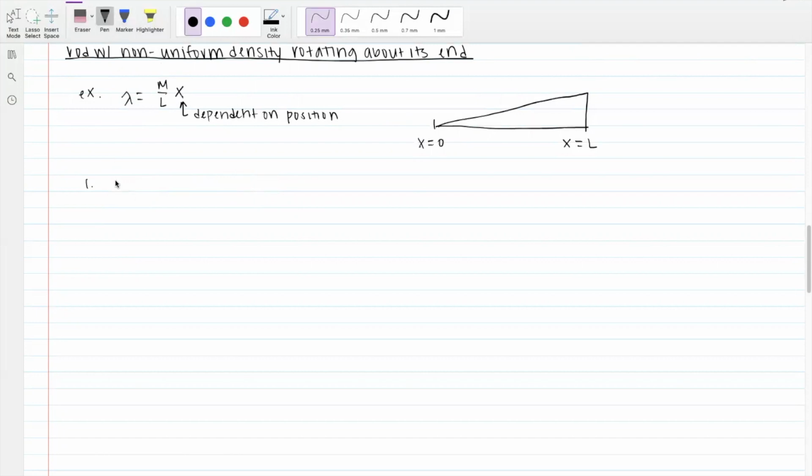So the first thing you want to do is replace this lambda function and derive dm using that m is equal to the integral of lambda dx. So in this case, we're going to replace the lambda: m over L x dx. And if we take the derivative of each side, that would cancel out the integral. That would give us dm is equal to m over L x dx.